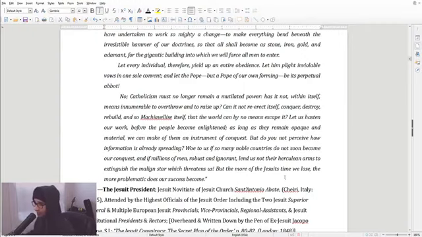Which threatens us. But the more of the Jesuits' time we lose, the more problematic does our success become. And one of the Jesuits says, Satan is time. Tick, tock, tick, tock. It's the 11th hour, Rome. Time's up.